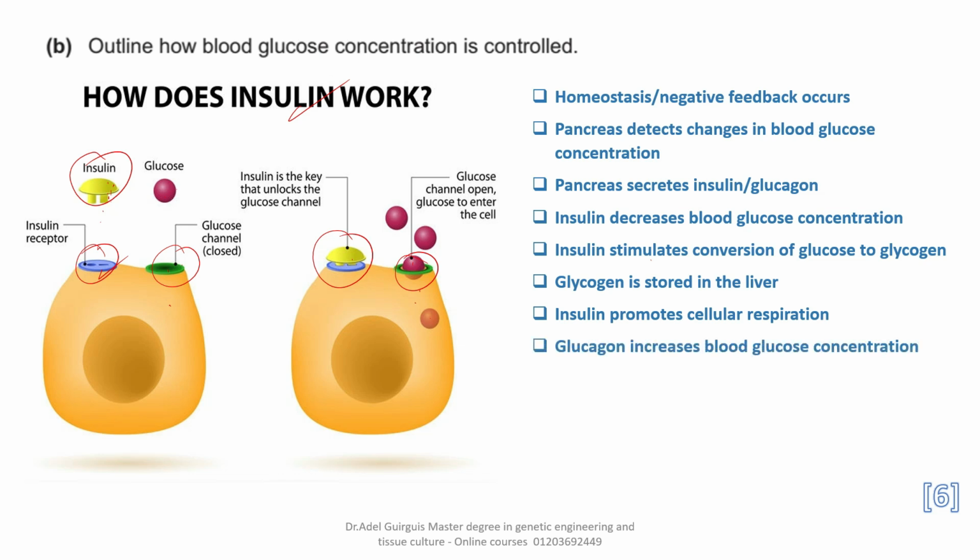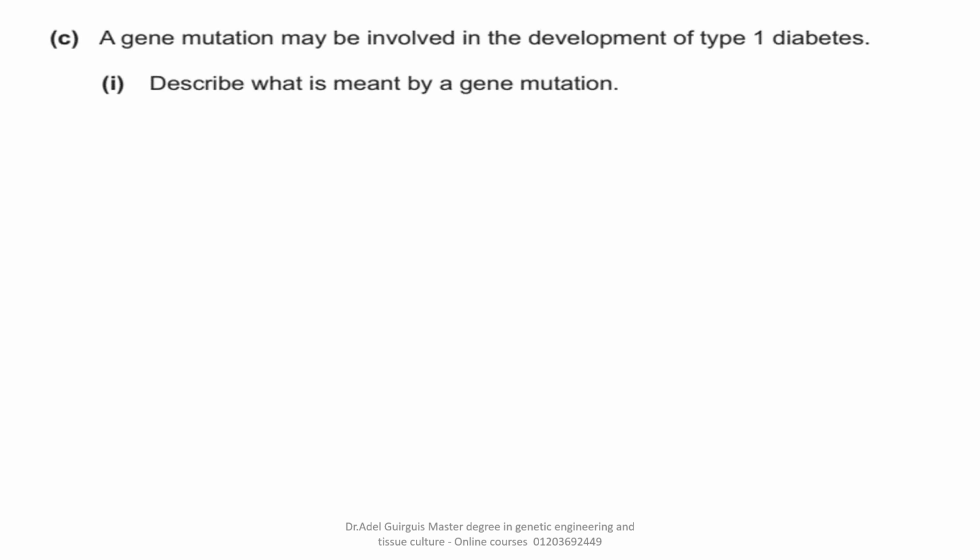What about glucagon? It increases blood glucose concentration during fasting or during exercise. Look, glucagon stimulates conversion of glycogen to glucose, the reverse. Okay, letter C, a gene mutation may be involved in the development of type 1 diabetes.